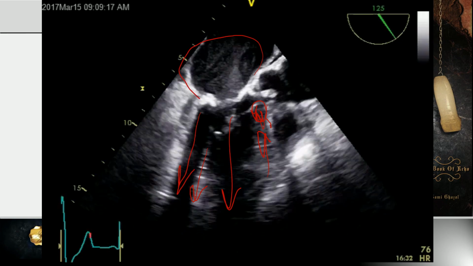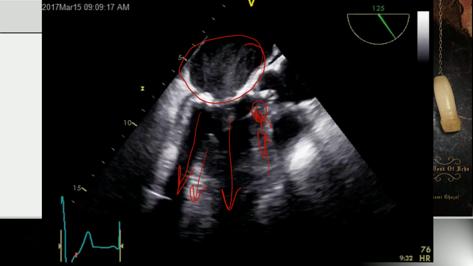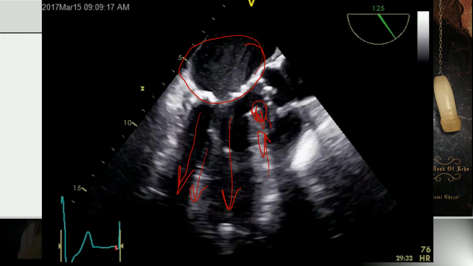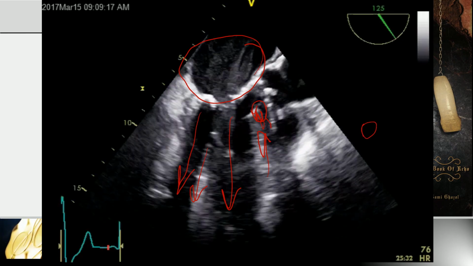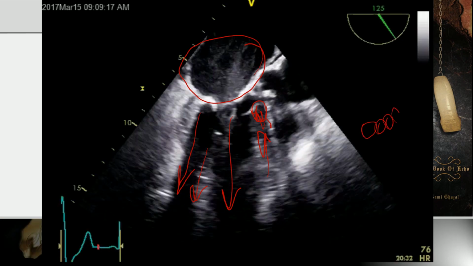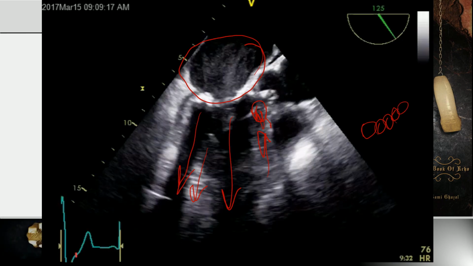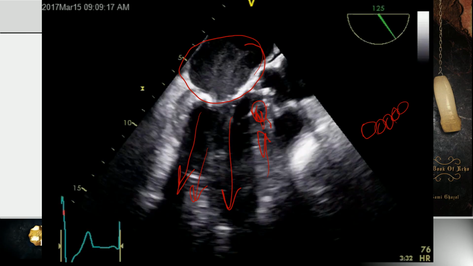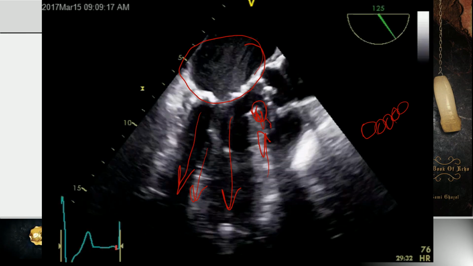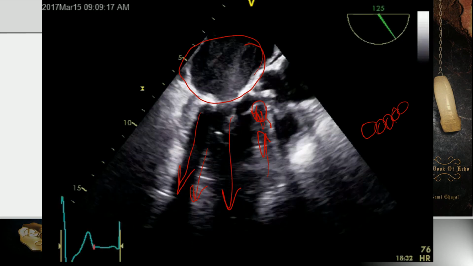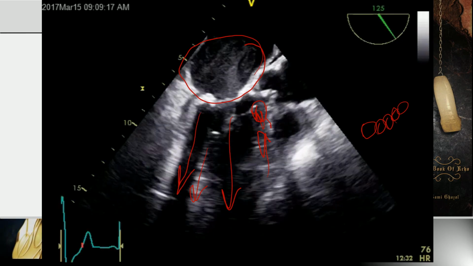There is a spontaneous echo contrast here, which is not an artifact. Here you can see the blood. It's caused by sticking of RBCs to each other. So the RBCs stick to each other. They form what is known as rouleaux formation. It's a pre-thrombotic change, but it is visible, and then you can see it.